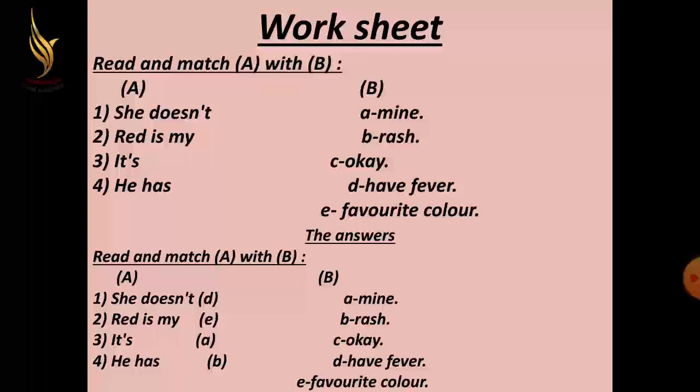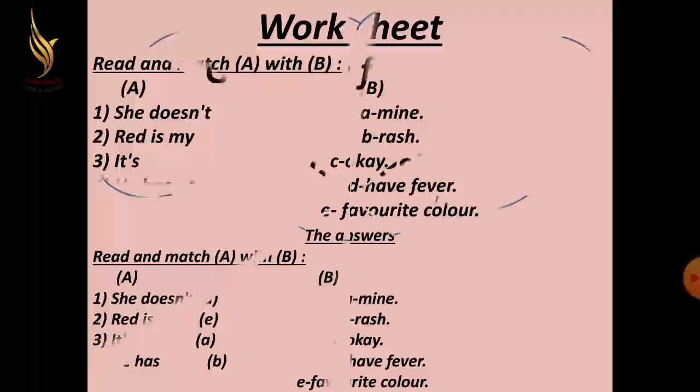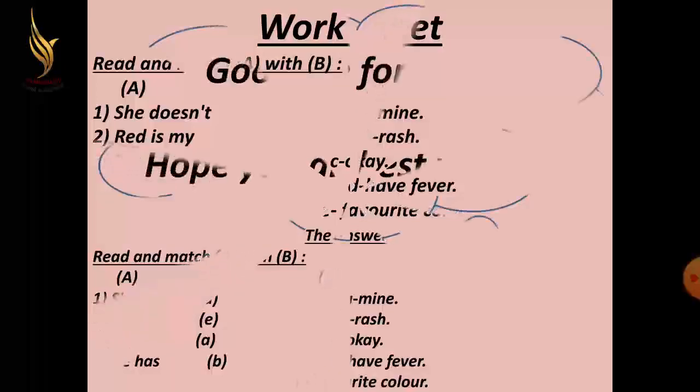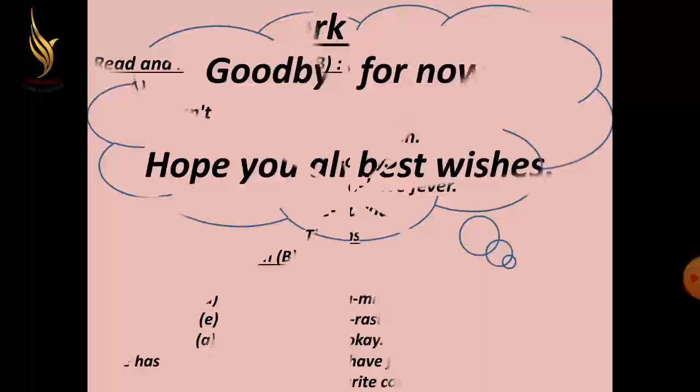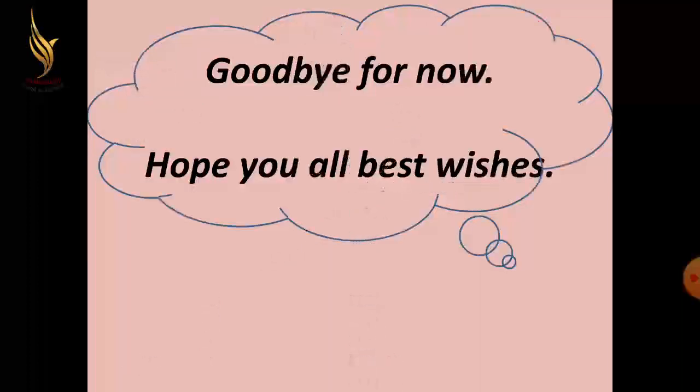Now let's look at the answers. Number 1, she doesn't, with D. She doesn't have a fever. Number 2, red is my favorite color. Number 3, it's mine. Number 4, he has a rash.